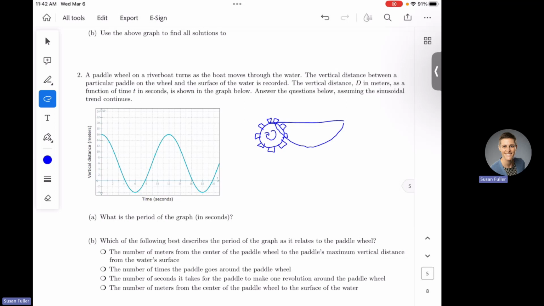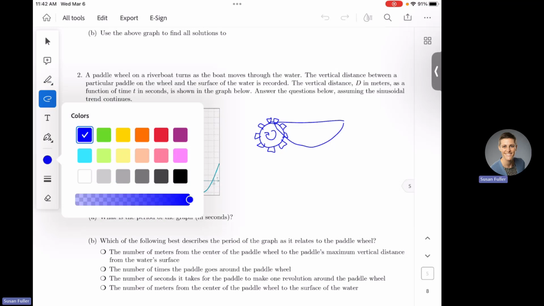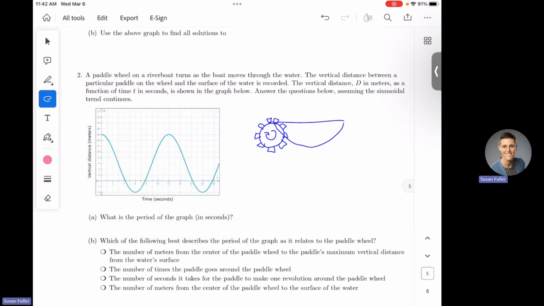And so if we just look at one of these paddles, how about this one right here? If this is the paddle that we are looking at, then when it's up here all the way at the top, we'll be at the top of a wave, right? This is when it's going to be the highest above the water. And then as it turns, when it's over here on the side, we'll be in the middle.